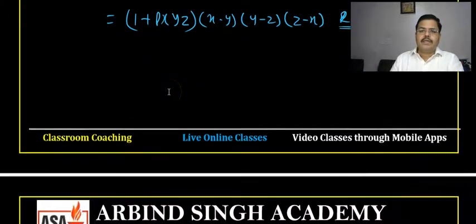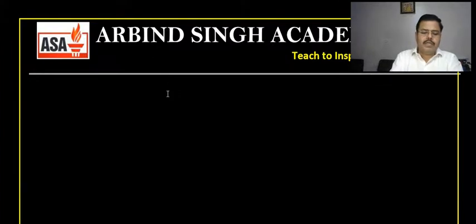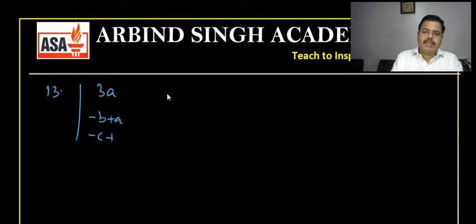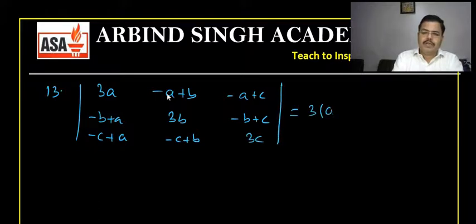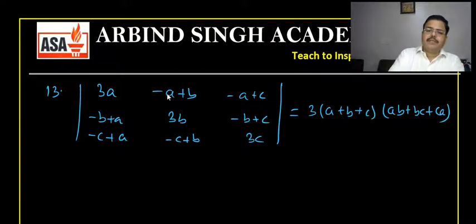Okay, now let us see one more question, question number 13, starting from the next page. The determinant is 3a, minus b plus a, minus c plus a; minus a plus b, 3b, minus c plus b; minus a plus c, minus b plus c, 3c, and that is equal to 3 times a plus b plus c and ab plus bc plus ca. That is the question.